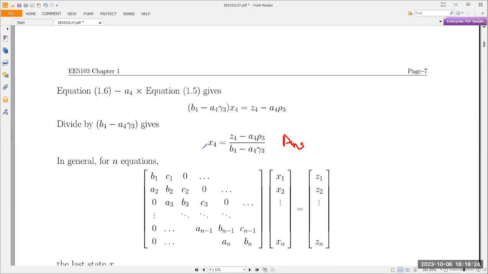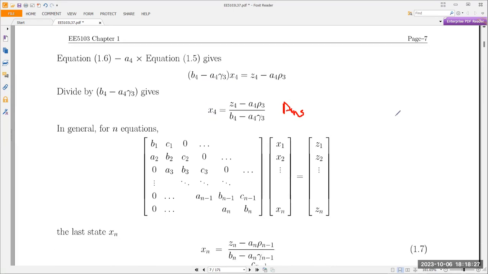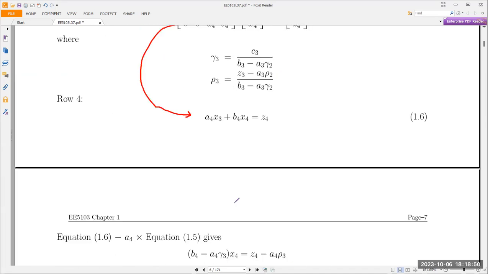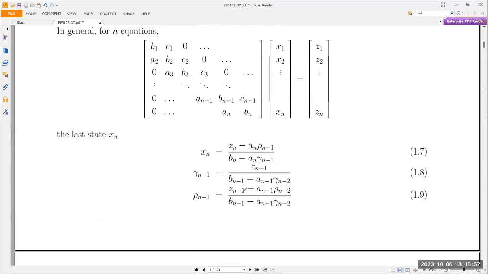I already showed you, you can see the pattern. So in general, no matter if you have n equations, n rows, the pattern is like that. You replace 4 by n. So xn, zn, An, rho n minus 1. So you know the pattern and it will be like that. Likewise, all this, you will get gamma n minus 1, Cn minus 1. So all this, you will get this pattern.